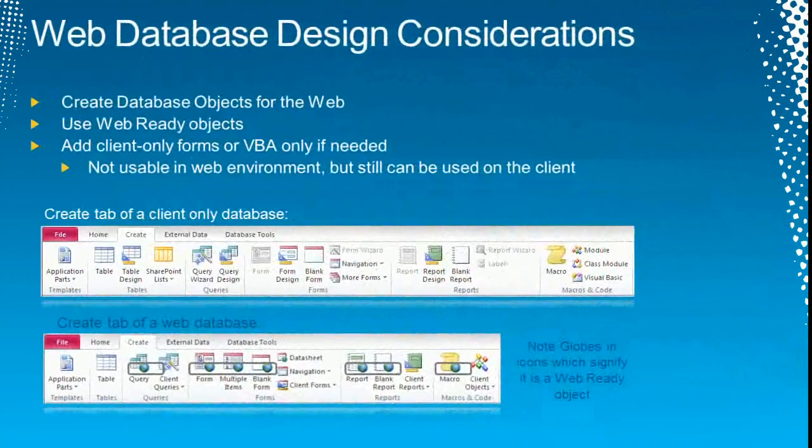What we are going to do is try to take a database and publish it as a web database. One of the things we have to keep in mind while publishing a web database is using web-ready objects. There's a good visual indication in Access where globes are present on all web-ready objects. So please keep that in mind when you go ahead and try to design a web database.